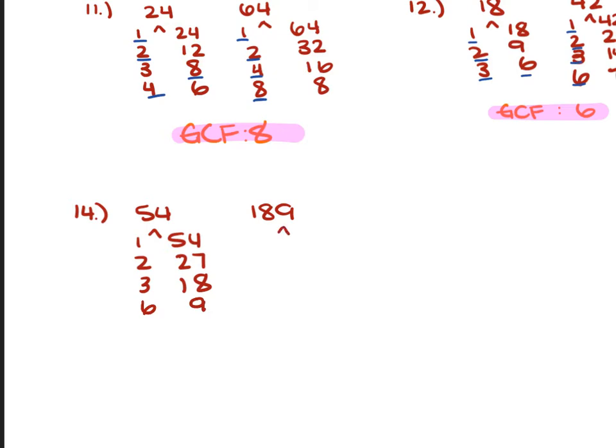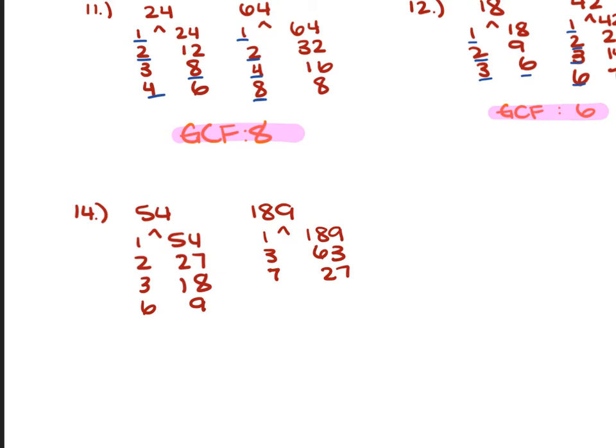For the 189, we have 1 and 189. 2 does not go into it evenly. However, 3 goes into it 63 times. 4 does not go into it evenly because 8 plus 9 is 17, and 17 is not divisible by 4. 5 does not go into it evenly. 6 does not go into it evenly because 2 does not go into it evenly. Let's try 7. 189 divided by 7 is 27.